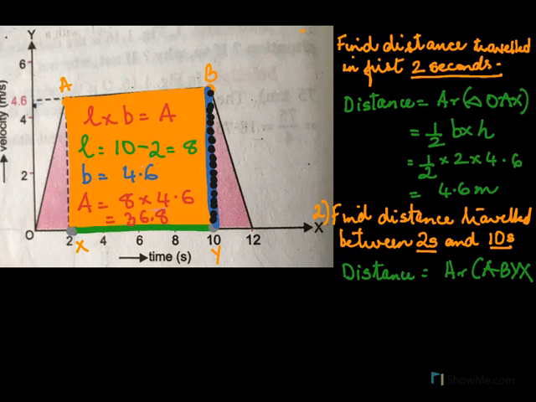So let's get on now. We said the distance in this case is equal to the area, which is length into breadth, which is 8 into 4.6, 36.8 meters.